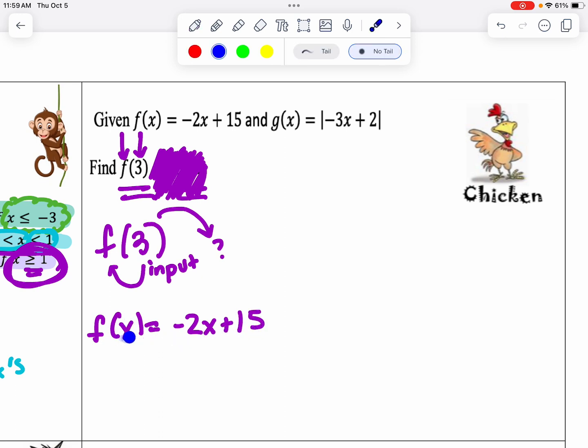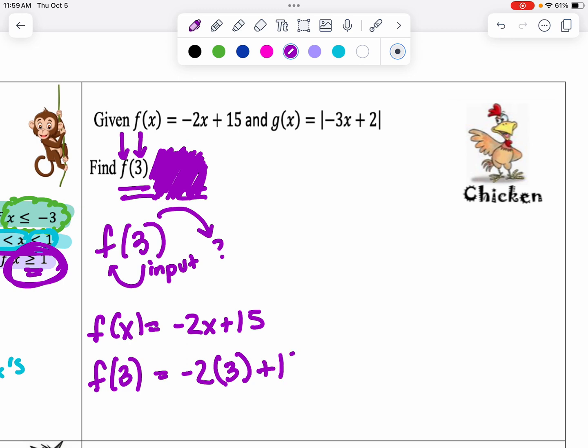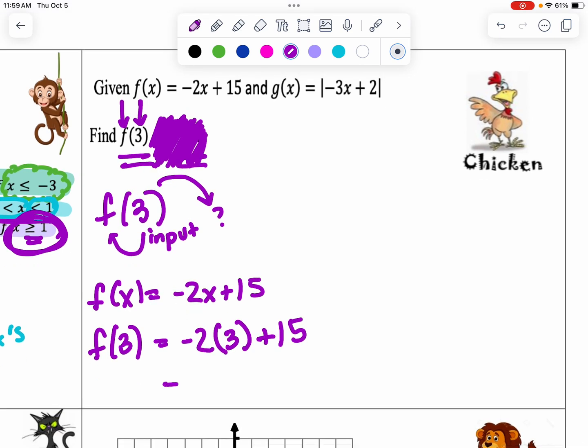So in an equation, the thing in the parentheses is always the input. So you want me to input 3. So that just means every time I see an x, I'm going to replace all the x's, which represent the input, with 3, which is the input that I want. And then I'm going to distribute.